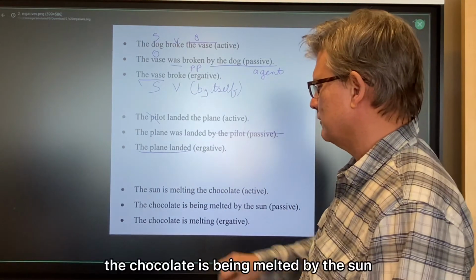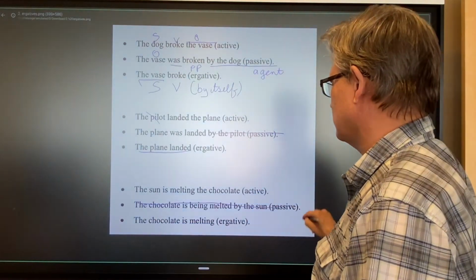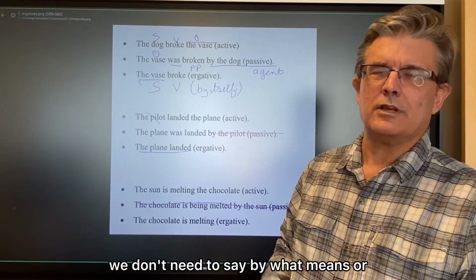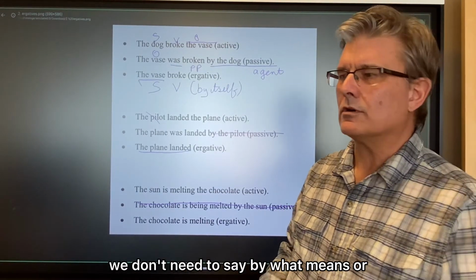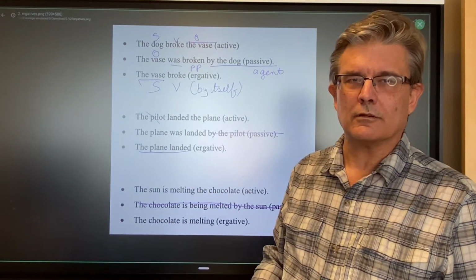Similarly, the last one here, the sun is melting the chocolate. Okay. The chocolate is being melted by the sun. Well, this is just pointless English. The chocolate is melting. That's better. We don't need to say by what means or where the chocolate is. All that matters is that the chocolate is melting.